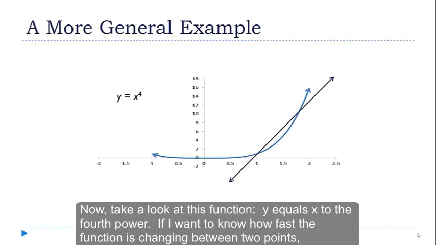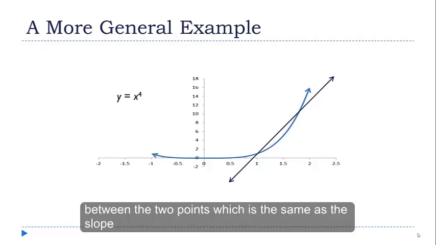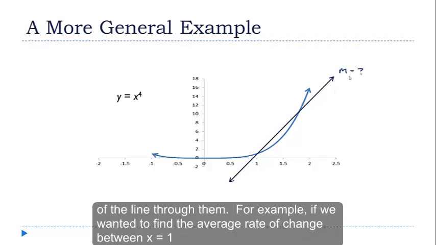Now, take a look at this function. It's y equals x to the fourth power. And if I want to know how fast the function is changing between 2 points, okay, well, that's an easy question to answer. We just find what's called the average rate of change between the 2 points, which is the same as the slope of the line through them.